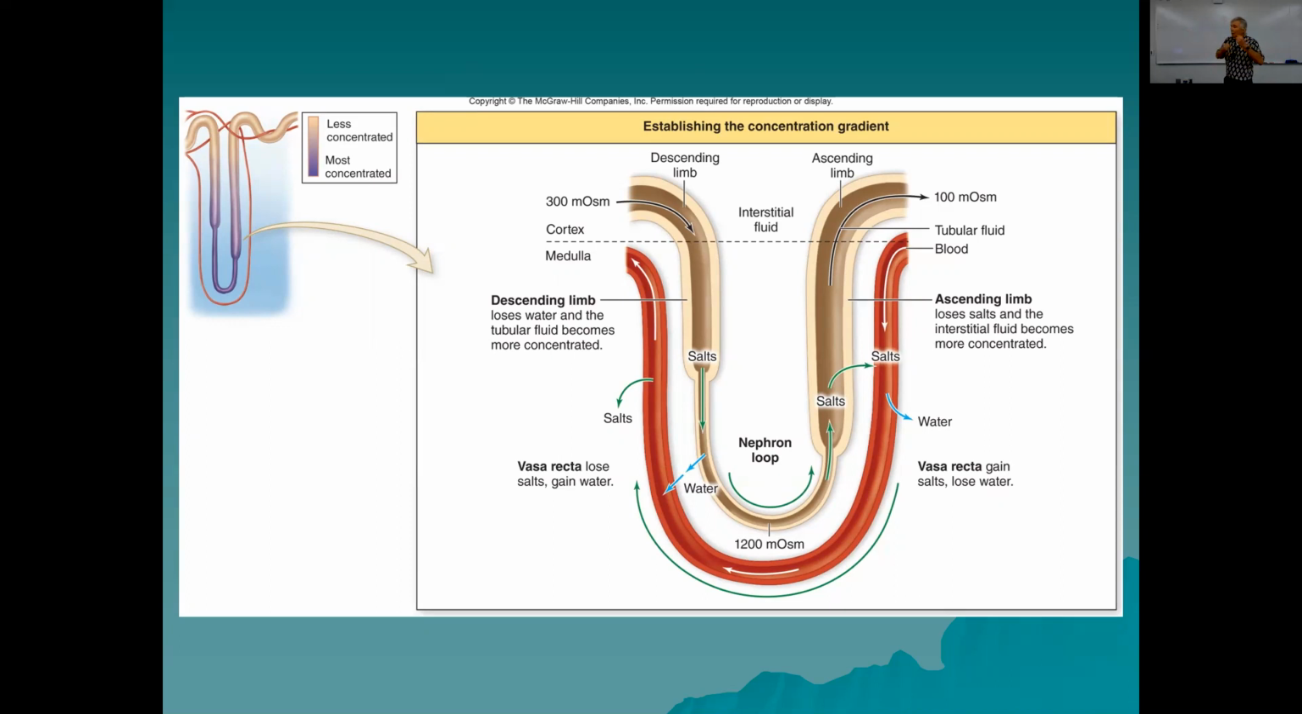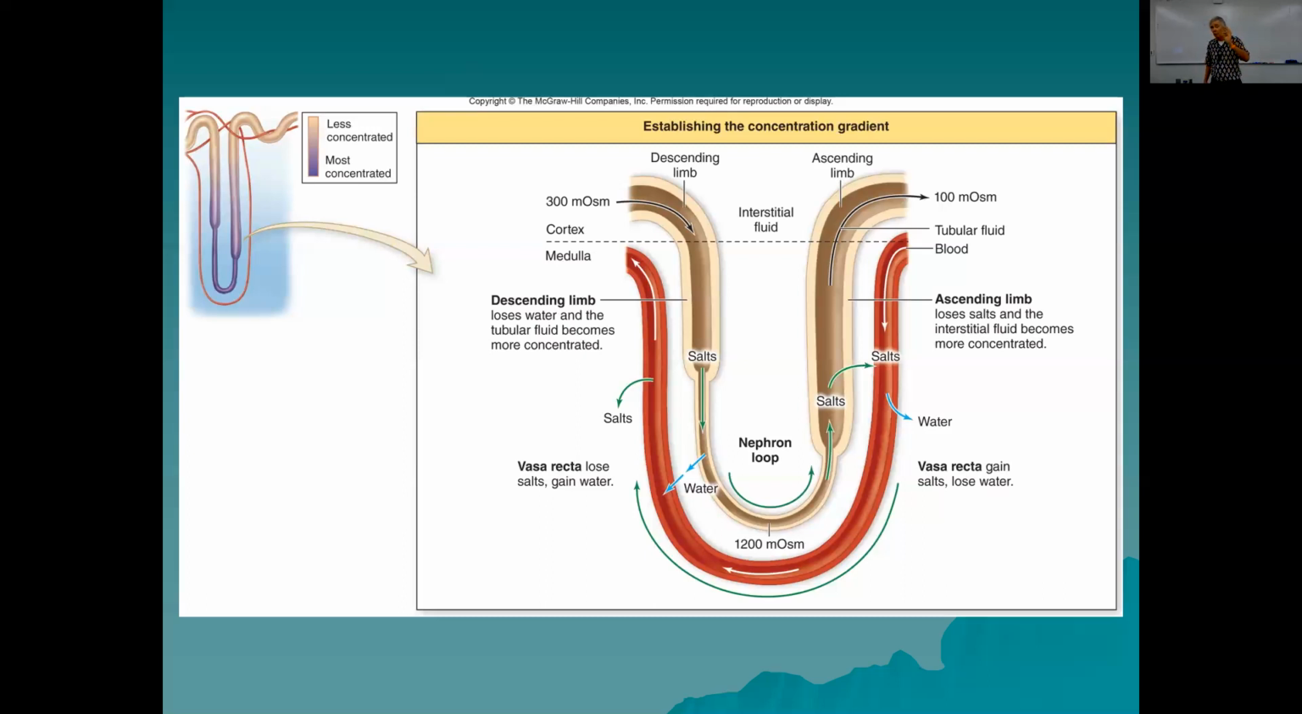All the salts are pulled out of the tubular fluid in the ascending loop. So by the time the fluid gets to the top of the ascending loop and becomes actually the distal convoluted tubule, it's down to 100 milliosmoles. So it's actually less salty, more watery than the fluid that entered the nephron loop. And that's important. We're going to see later on why that's important. And as it goes through the DCT, it becomes even more watery. At the end of the DCT, it's 50 milliosmoles.